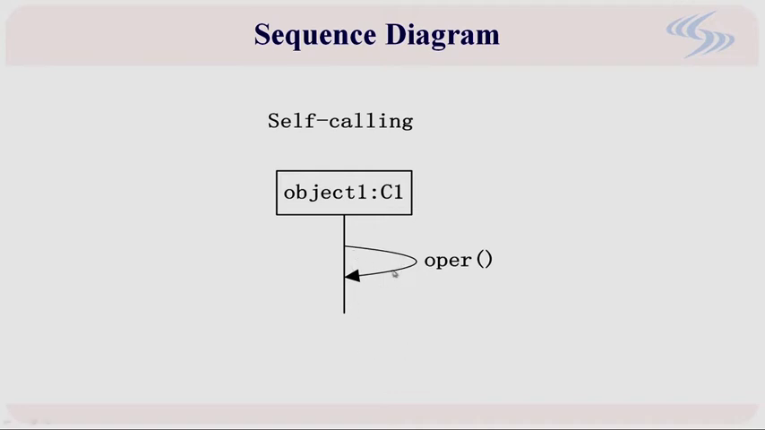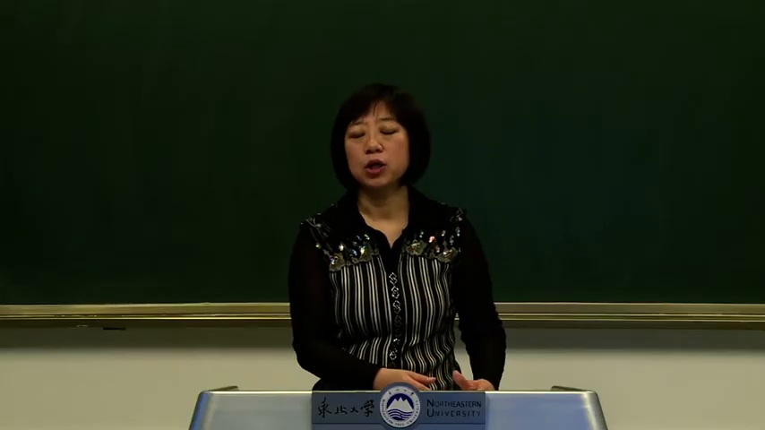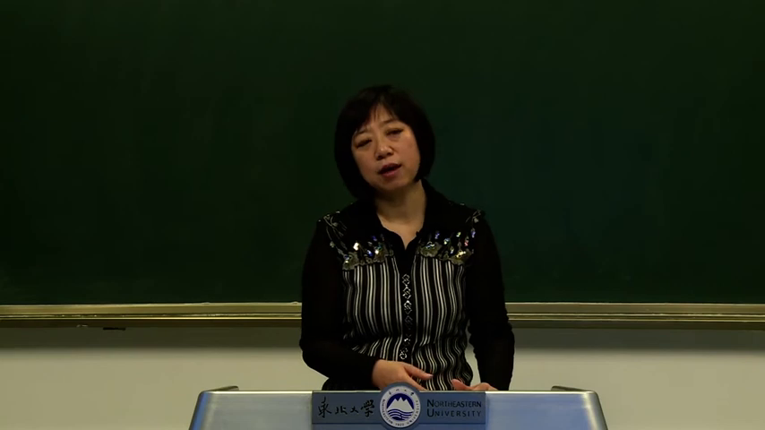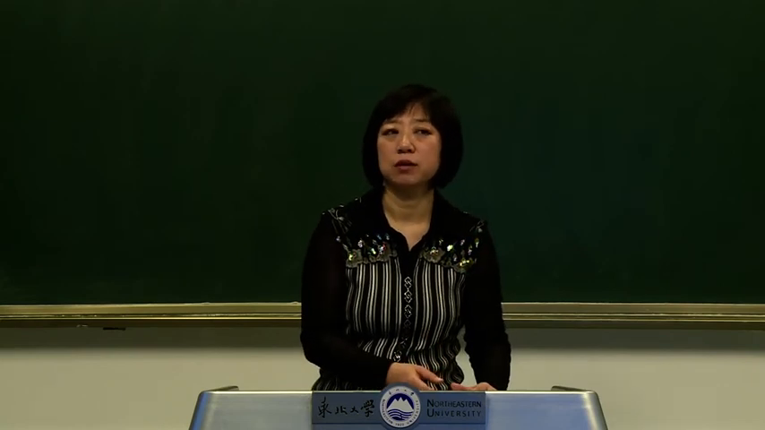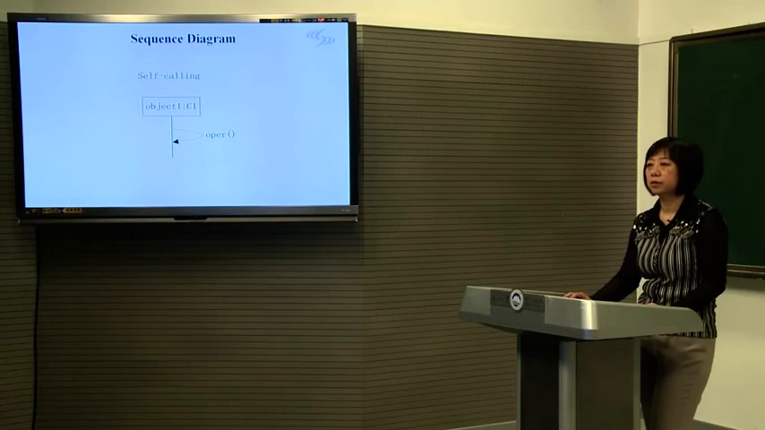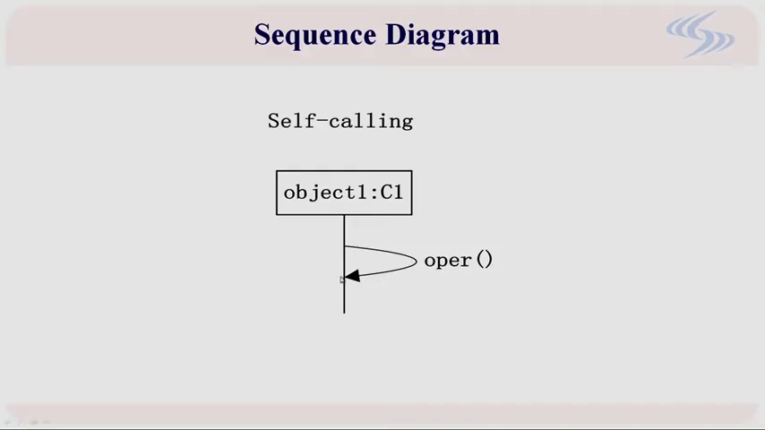Self-calling is indicated in this way in a sequence diagram. So you see, this is an object, it's an instance of class C1, let's say. Okay? And surely, opera is a method of class C1. Self-calling is just like this. So that means one method in the class or in the object tries to call another method, or maybe itself, within the same object. So it's called self-calling. So you get this curve directed back to itself. So never forget this method, opera, is a method of class C1.